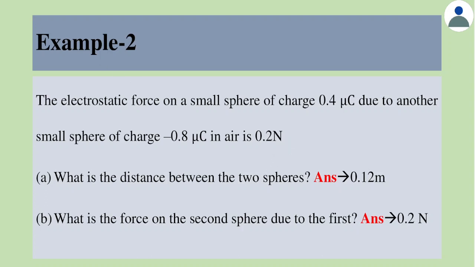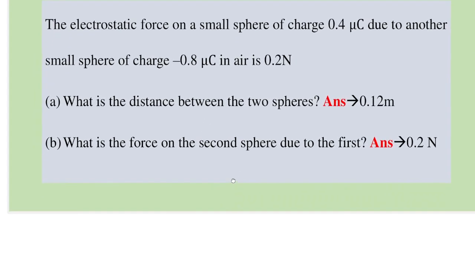Example 2 says the electrostatic force on a small sphere of charge 0.4 microcoulomb due to another small sphere of charge minus 0.8 microcoulomb in air is 0.2 Newton. So here the force is given between charges. The question says there are two parts to it. Part A says what is the distance between the two spheres, and part B is what is the force on the second sphere due to the first sphere. We'll first find part A.